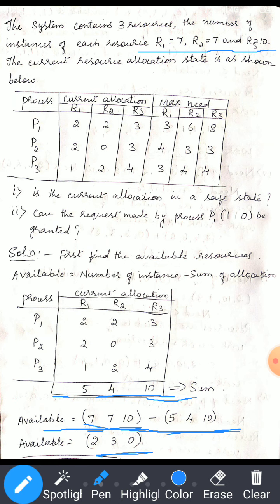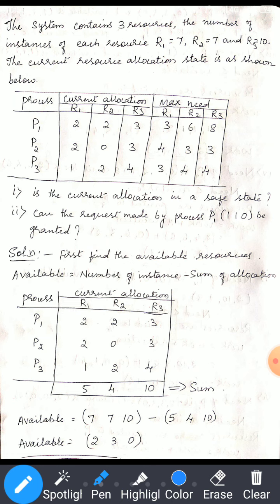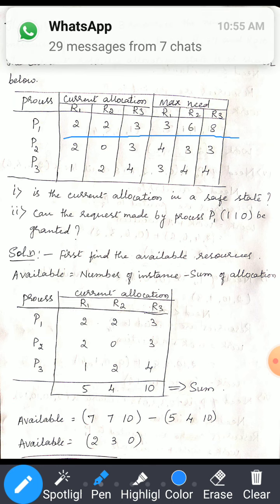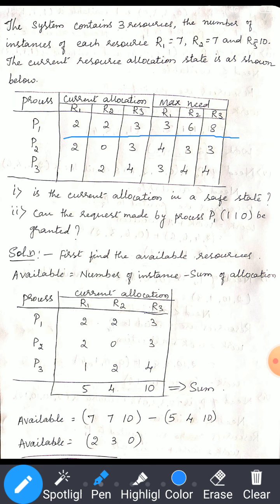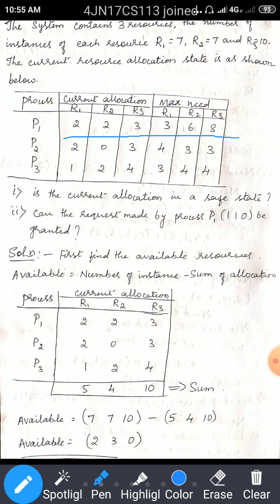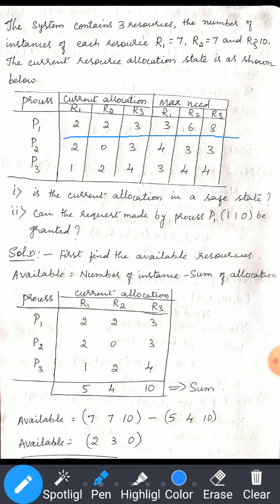Now we have calculated the available. After calculating the available, next you have to calculate the need matrix. How do you calculate the need matrix? By considering the maximum need minus current allocation, right? For P1 it is maximum minus allocation: 3 minus 2, 6 minus 2, 8 minus 3, which is equal to 1, 4, 5. Similarly for P2 it is 4, 3, 3 minus 2, 0, 3, which is equal to 2, 3, 0. And for P3 it is 3, 4, 4 minus 1, 2, 4, you will get 2, 2, 0. So after calculation of the need matrix, next you have to find the safe sequence.